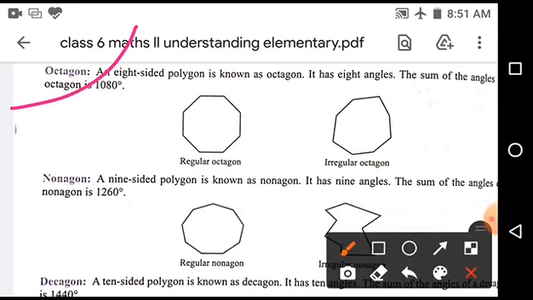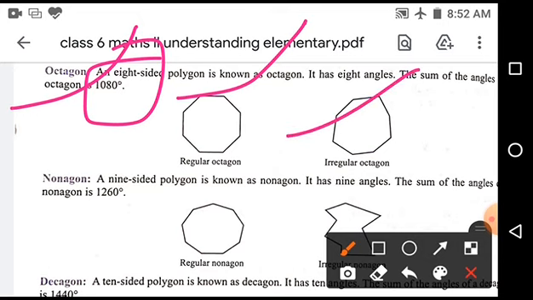In the same way, octagon. An eight-sided polygon is known as octagon. It has eight angles. The sum of the angles in an octagon is 1080. This is an example of regular octagon, and this is an example of irregular octagon.